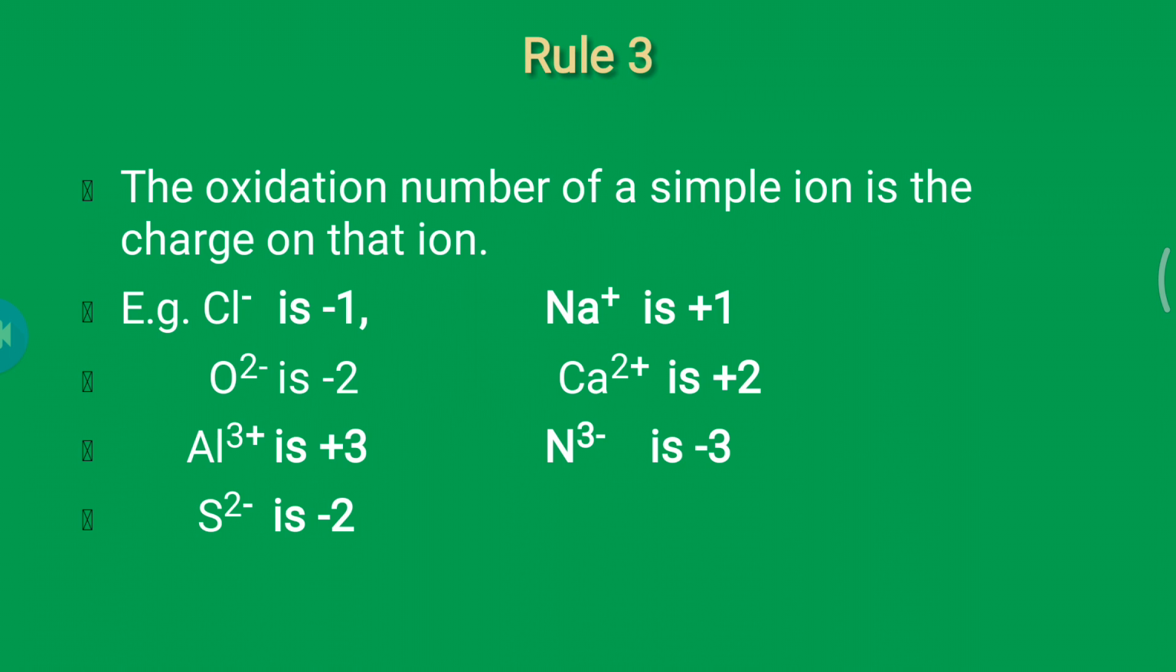Rule number three: the oxidation number of a simple ion is the charge on that ion. Chloride, Cl minus, has one minus charge, so it has a minus 1 oxidation state. O2 minus has a 2 minus charge, so it has a minus 2 oxidation state. Similarly, Al3 plus has a plus 3 oxidation state.